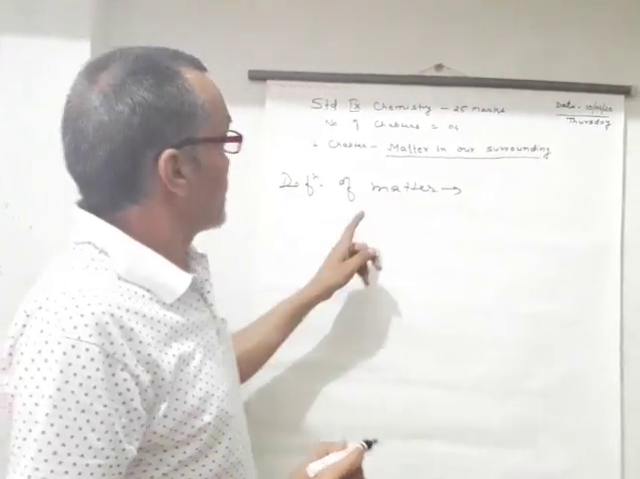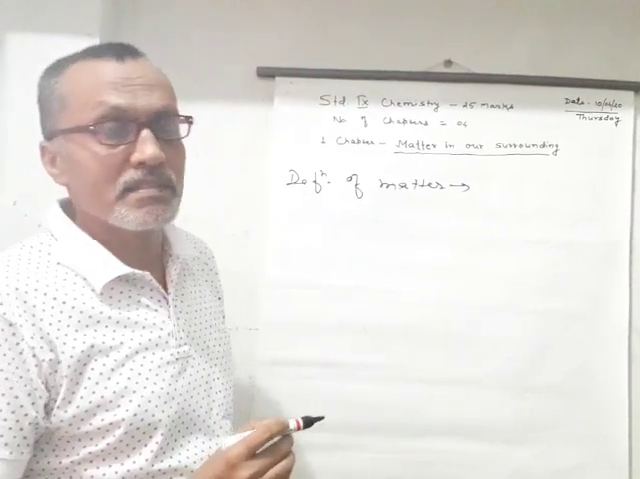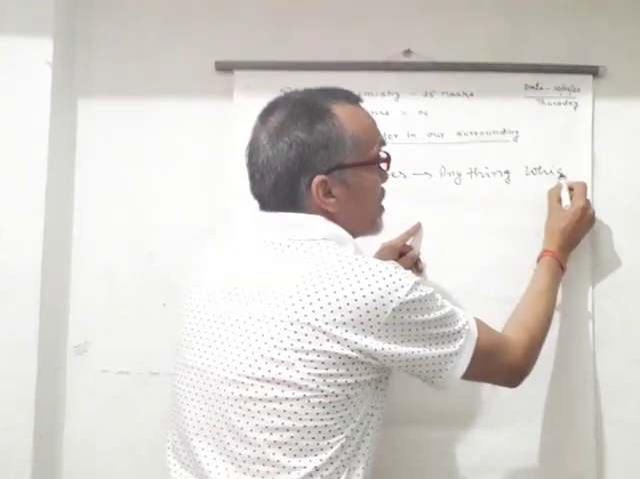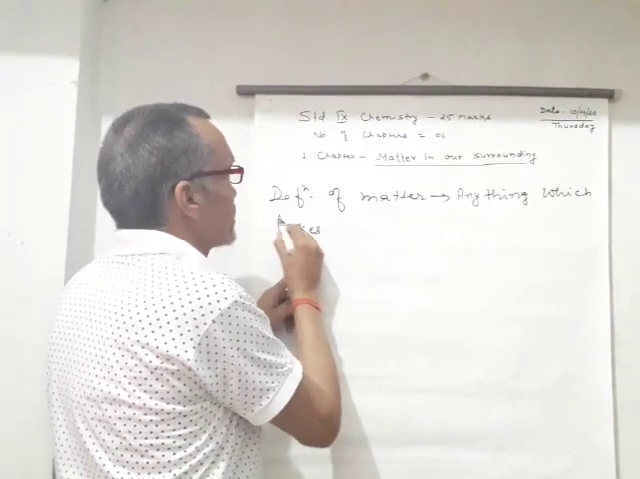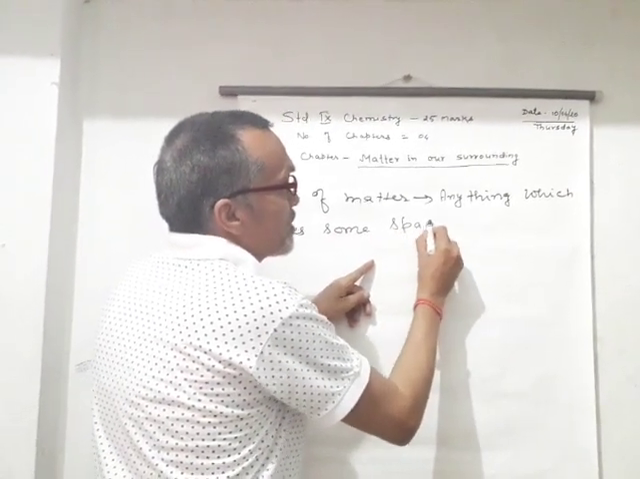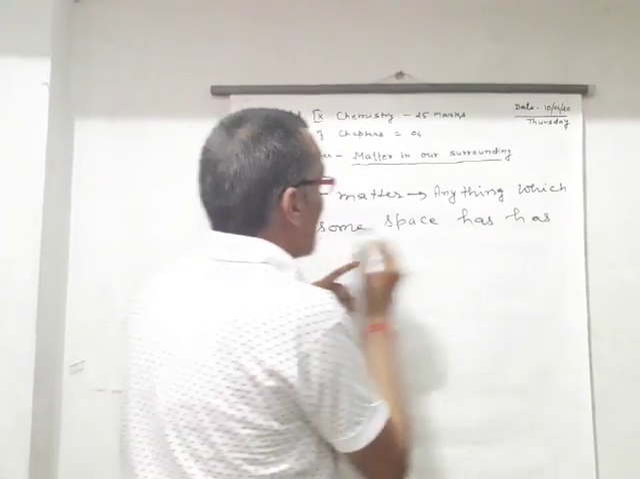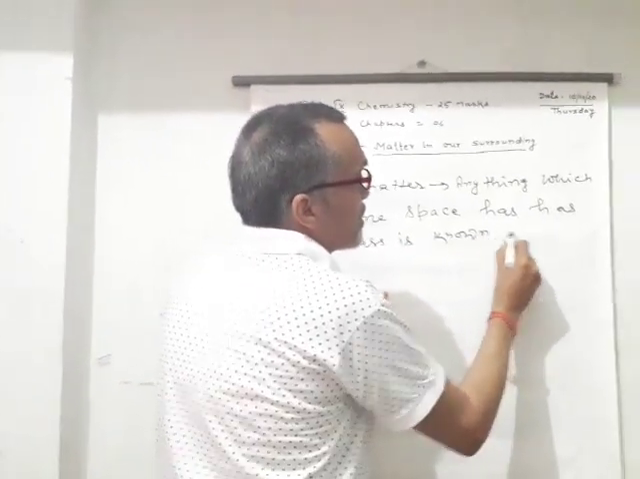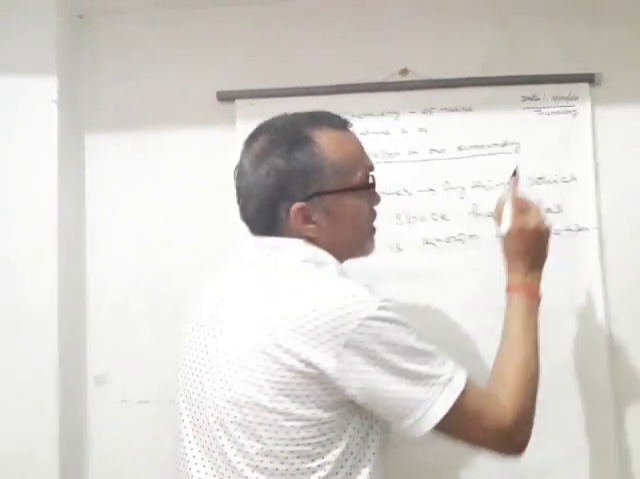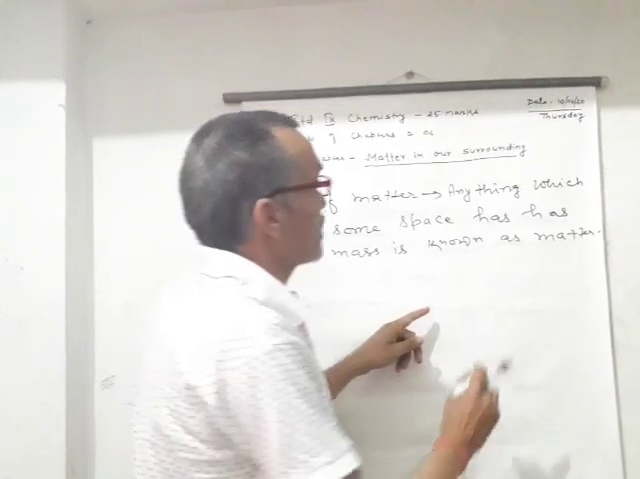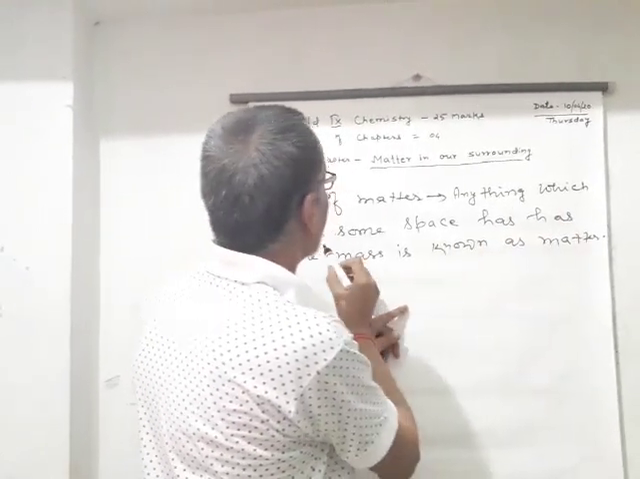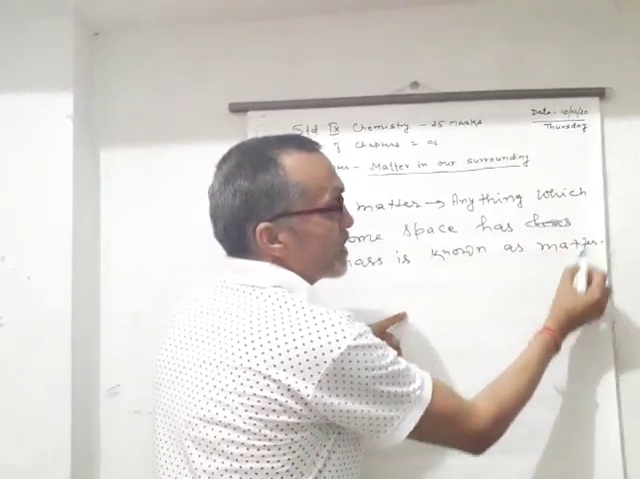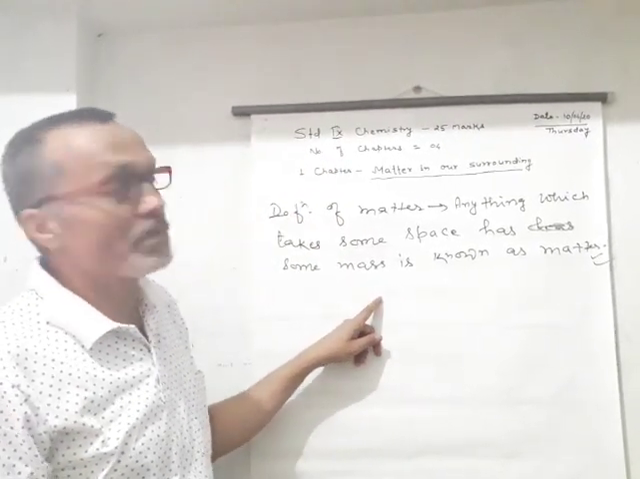Students, the definition of matter is: anything which takes some space and has some mass is known as matter. This is the simple definition. Anything which takes some space and has some mass is known as matter. Students, this is the simple definition of matter.